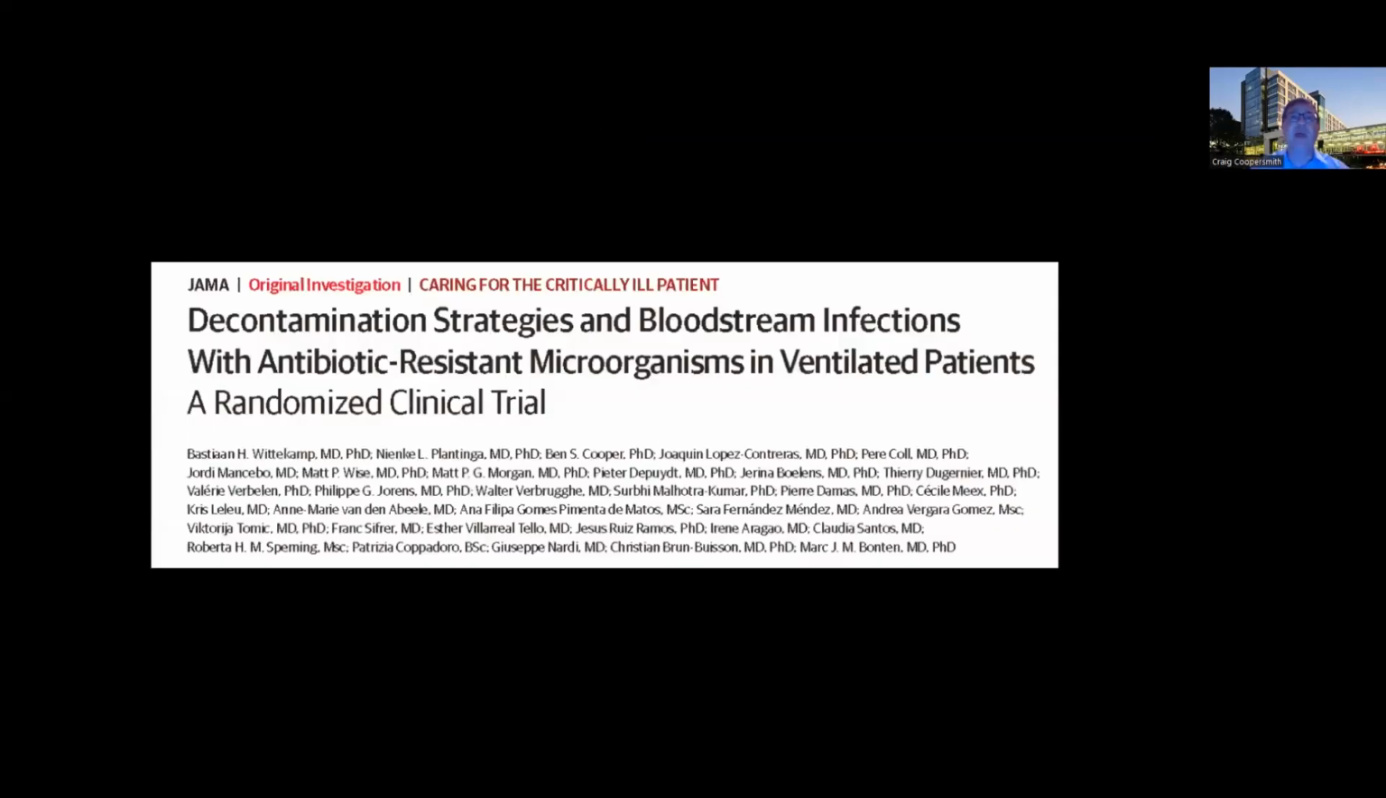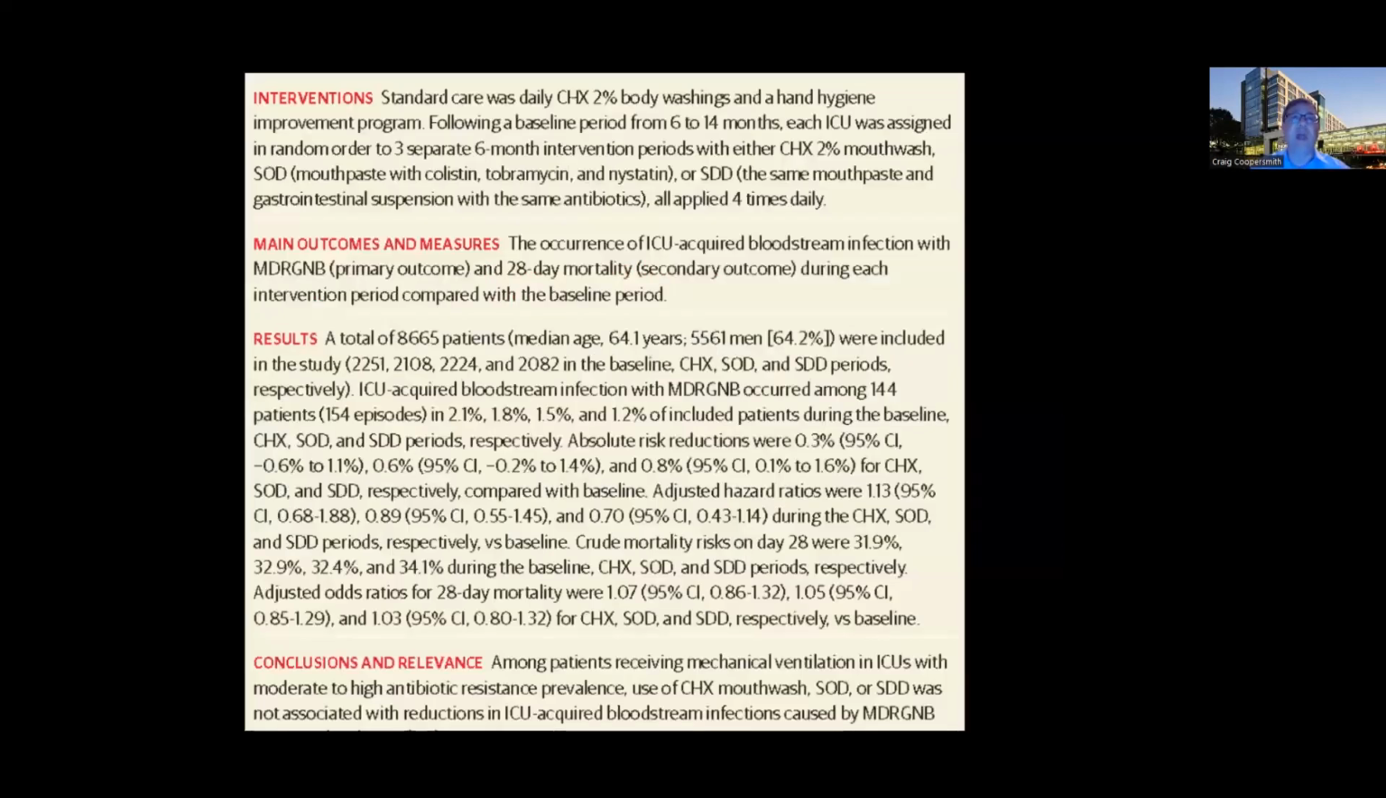And so here's actually a study that came out fairly recently in JAMA, decontamination strategies and bloodstream infections with antibiotic-resistant microorganisms in ventilated patients, a randomized clinical trial. So standard care was chlorhexidine body washings and hand hygiene, and then each ICU was assigned in random order to 3 separate 6-month interventions: mouthwash; standard oral decontamination, a mouth paste with colistin, tobramycin, and nystatin; and standard decontamination of the digestive tract, which is the same mouth paste but also a gastrointestinal suspension with the same antibiotics, all applied 4 times a day.